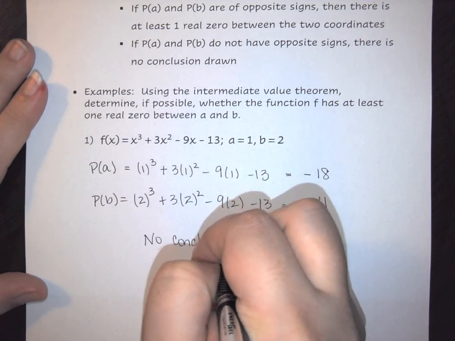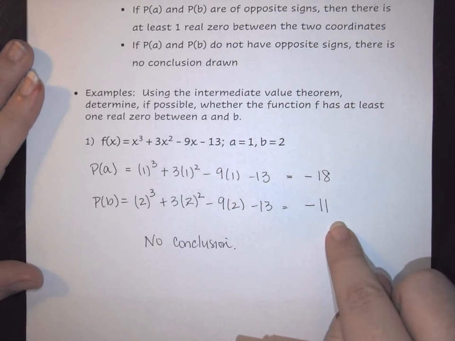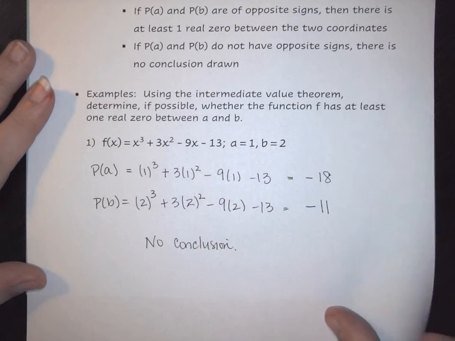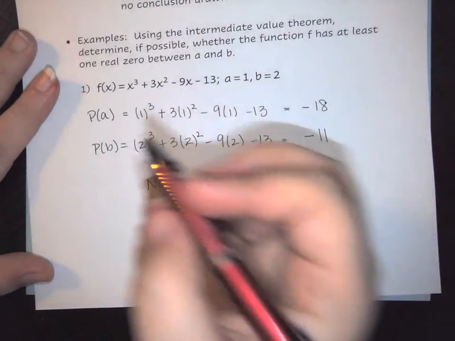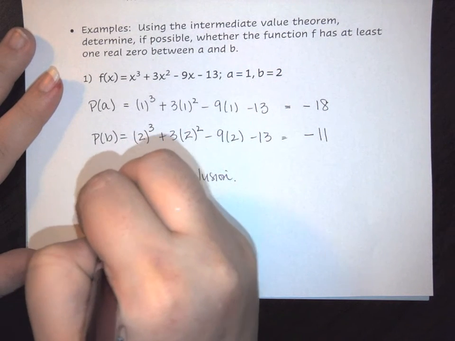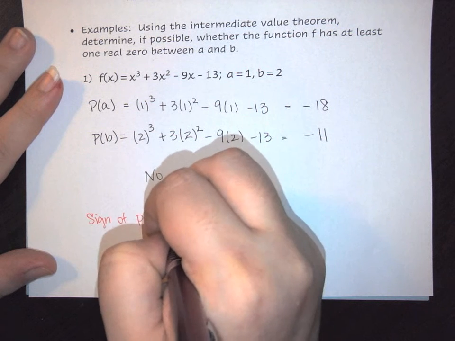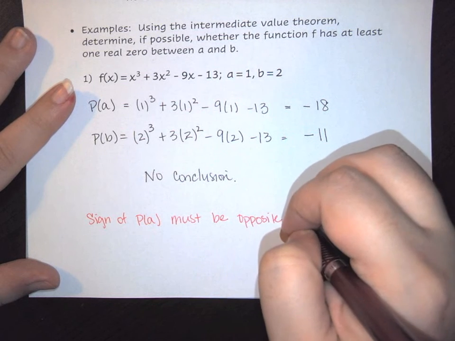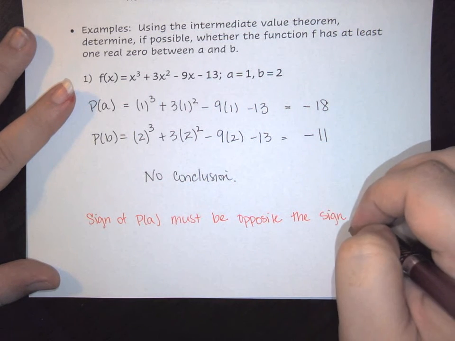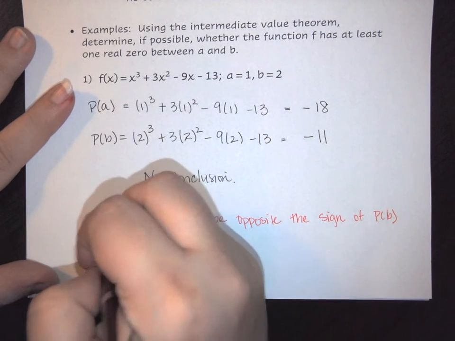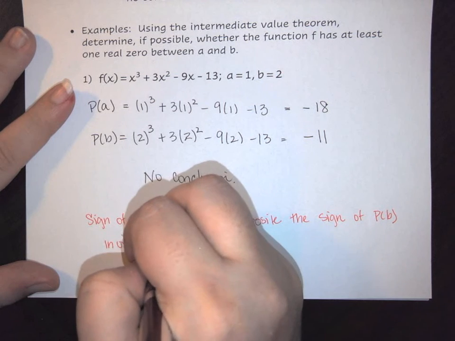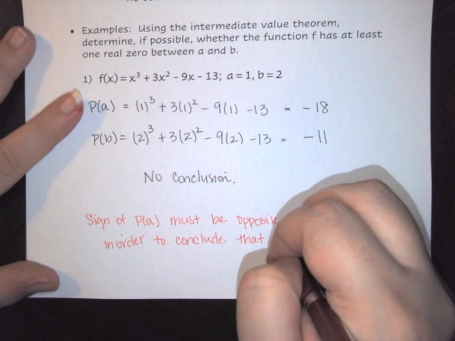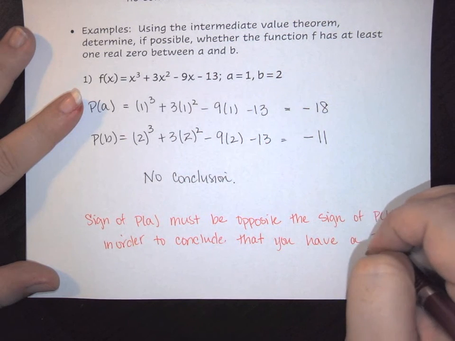The only way to tell if you have a zero is that the sign of p of a must be opposite the sign of p of b in order to conclude that you have a zero. If your signs are the same, then you cannot make any such conclusion. And that's really all there is to the intermediate value theorem. There's nothing more to it other than that.